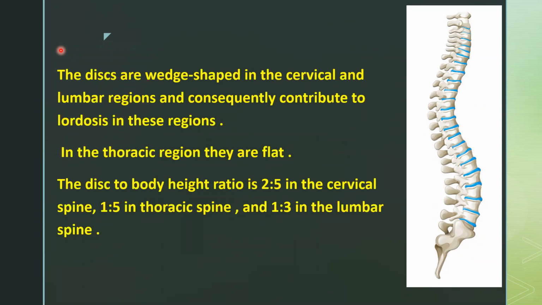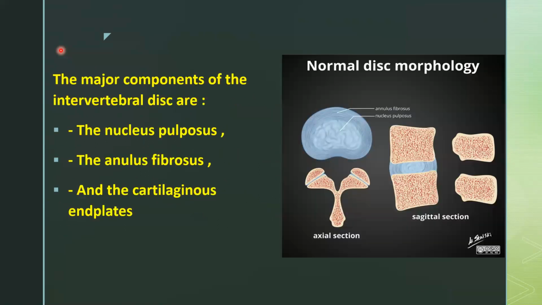The disc to body height ratio is 2 to 5 in the cervical spine, 1 to 5 in the thoracic spine, and 1 to 3 in the lumbar spine. The major components of the intervertebral disc are the nucleus pulposus, the annulus fibrosus, and the cartilaginous endplates.